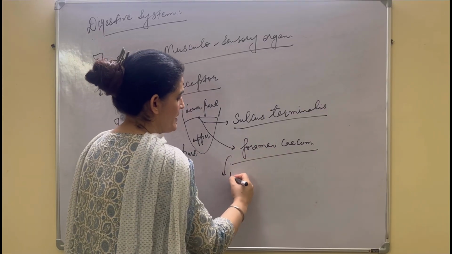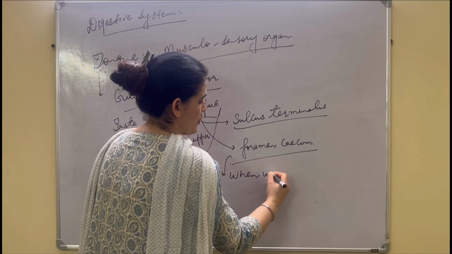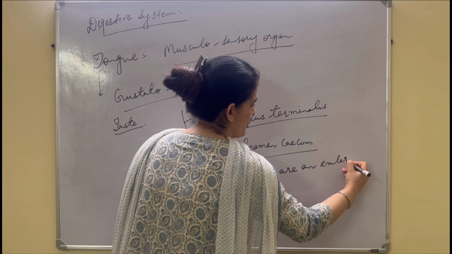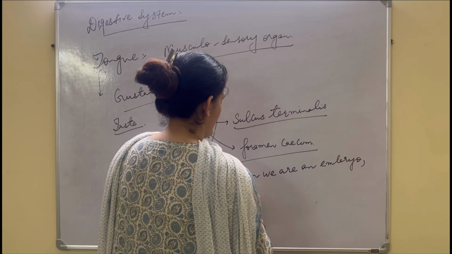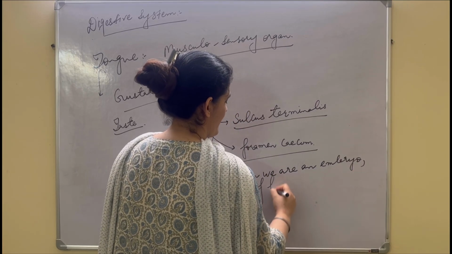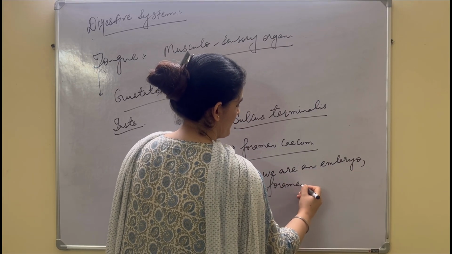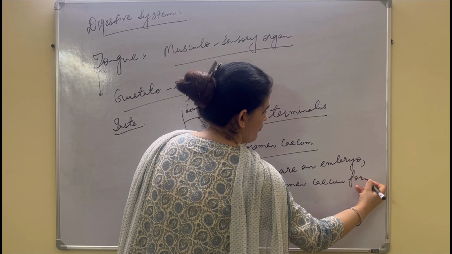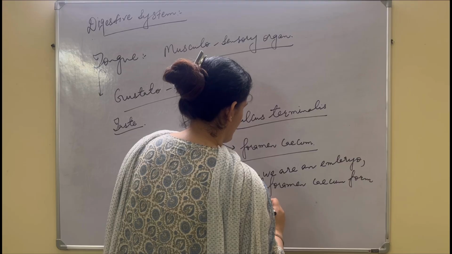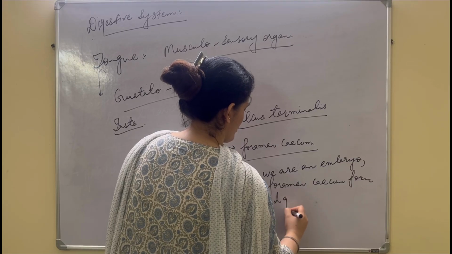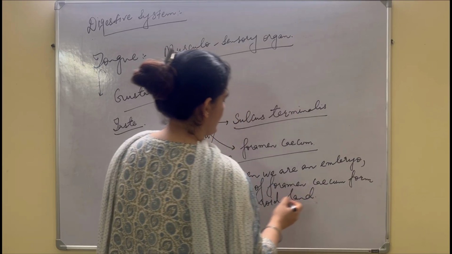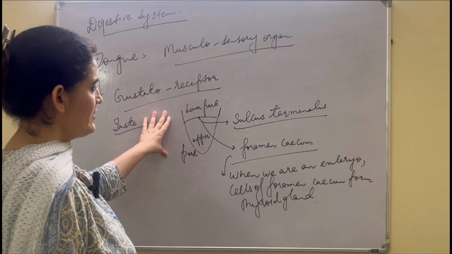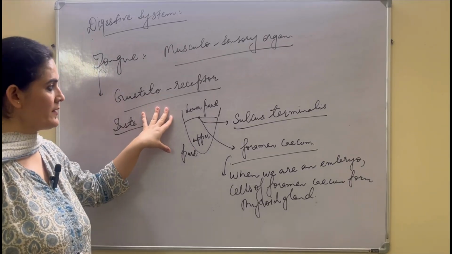Basically what happens is, when we are an embryo, the cells of this foramen cecum form the thyroid gland. And I hope this is clear, students.